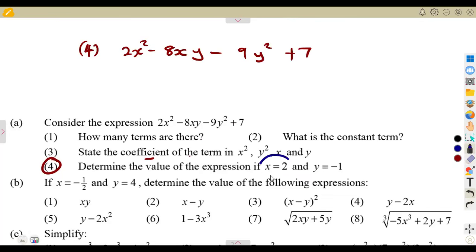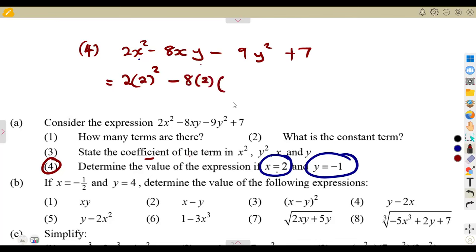So we are given that this moment x is 2 and y is -1. So in place of x, you're simply going to substitute what you're given for x. So this is 2 into 2 squared. Minus 8 times x, which is 2, y is given as -1, minus 9 times y squared, the value of y there is -1, but it's -1 squared, plus a 7. So that is what you're given there.